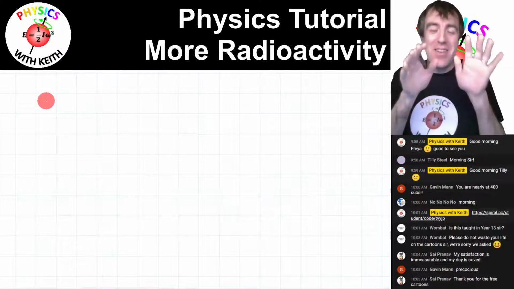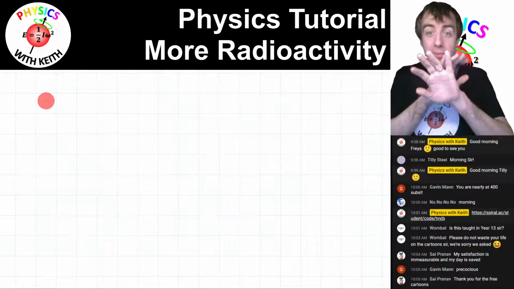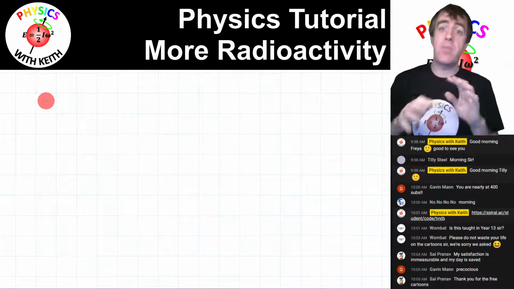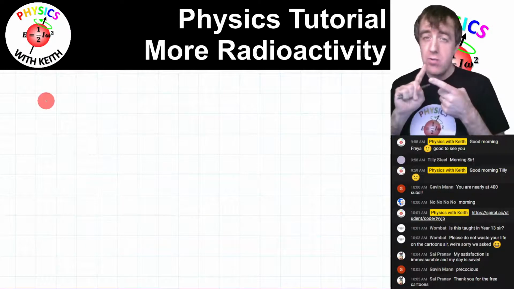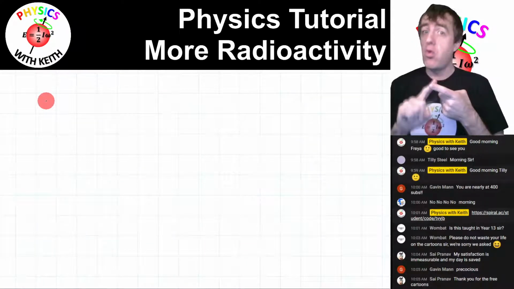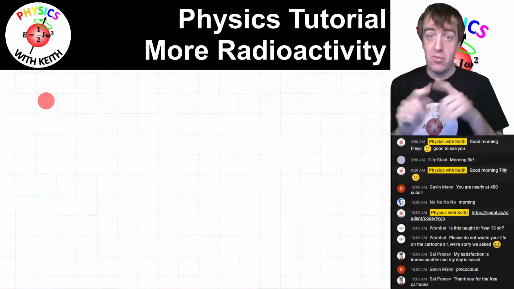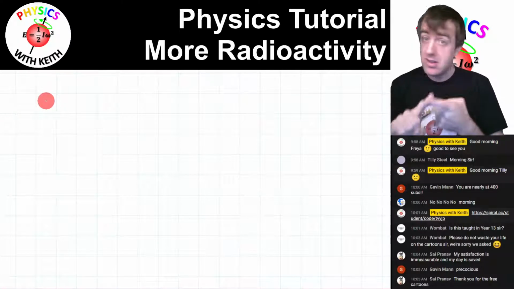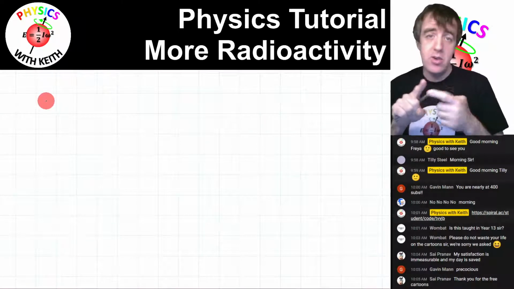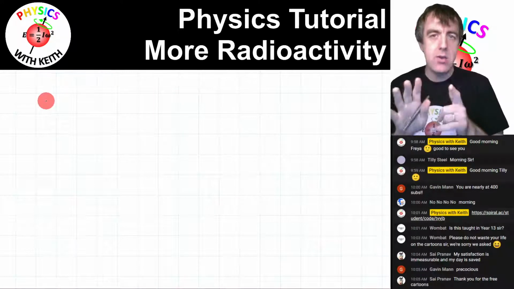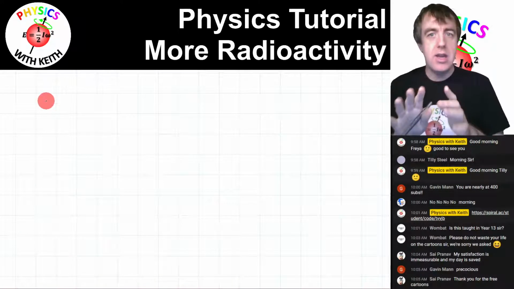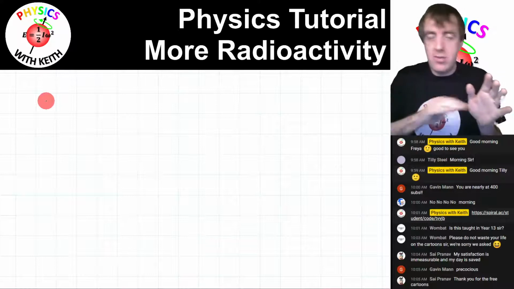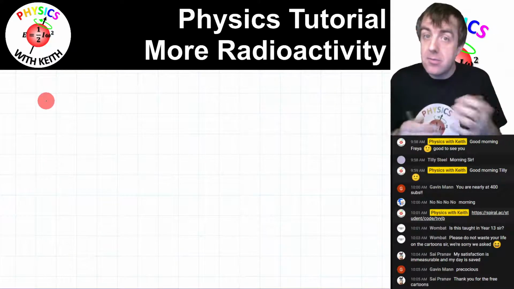I need to focus. Right, the radioactive decay. The principle of radioactive decay is that every unstable nucleus has a probability of decaying. And for a particular isotope, the probability of a nucleus decaying is the same for every nucleus, which means we can never predict exactly when a nucleus will decay. And we can never predict which nucleus from a sample will decay next.